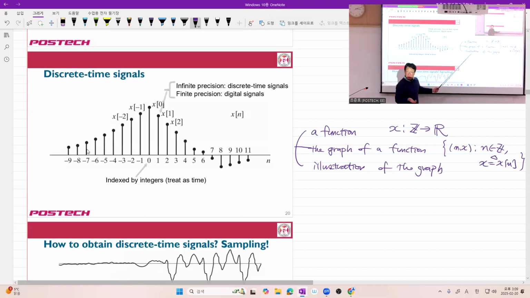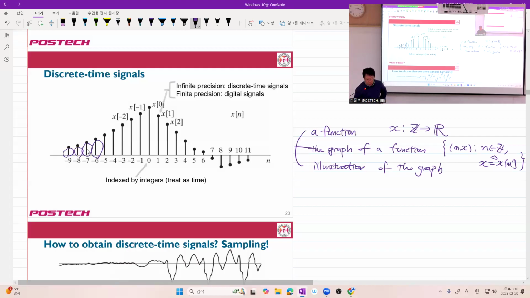It's an illustration of the graph. And this is what? This is an illustration of the graph of this function. But anyway, I will just say that this is a DT signal, even though it's an illustration of the graph of the function which is used to model a discrete time signal. Anyway, got it? So this is the convention, and this is very confusing because what do these lines mean? Actually, they do not mean anything.